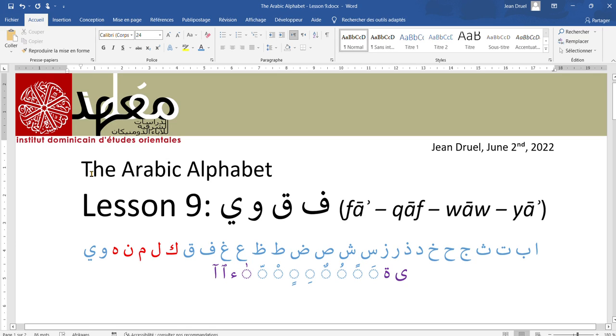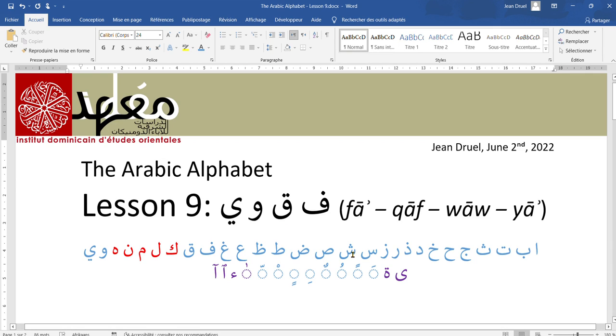Today we have quite some work. We have 4 new letters: the fa, the qaf, the waw, and the ya. The fa and the qaf are here, completing our list of consonants in the alphabet. The waw and the ya are the two last ones, and they are semi-consonants. It means that sometimes they're a consonant and sometimes they're a vowel. We're going to see this in detail.